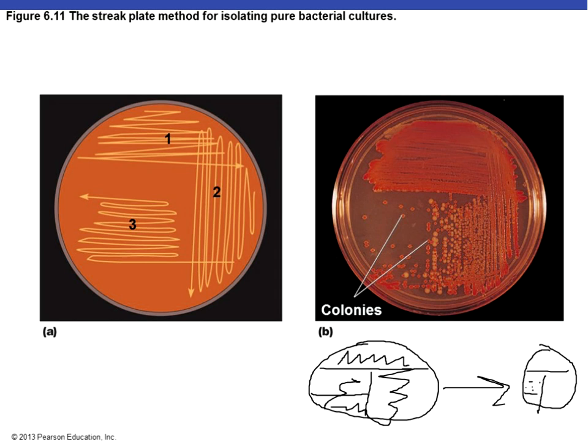so that eventually what we end up with is individual colonies in your third and fourth region, in much the same way that they have individual colonies that are right here that you can pick out. Notice that we had more than one type of bacteria there. We know that because we have these red colonies, and then we have these golden color colonies here.